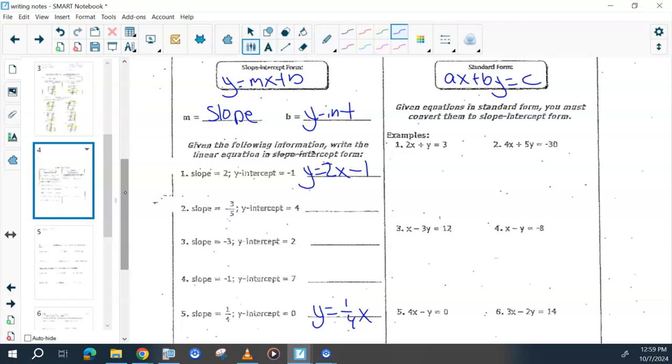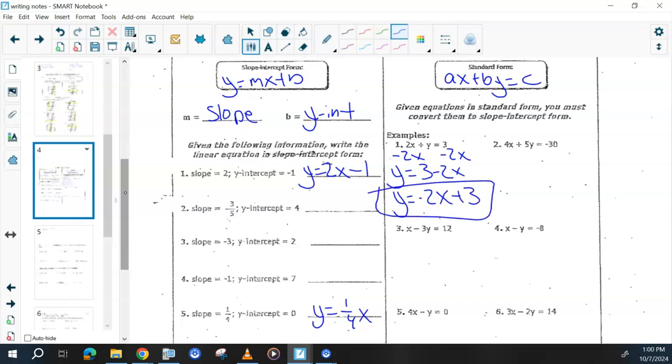Not divided. We're subtracting 2x to the other side. So we have y equals, I'm going to write this as is first, because that's what we would have done in literal. But because we want it in slope-intercept form, we're going to switch the 3 and the negative 2x, so that this is now in y equals mx plus b.